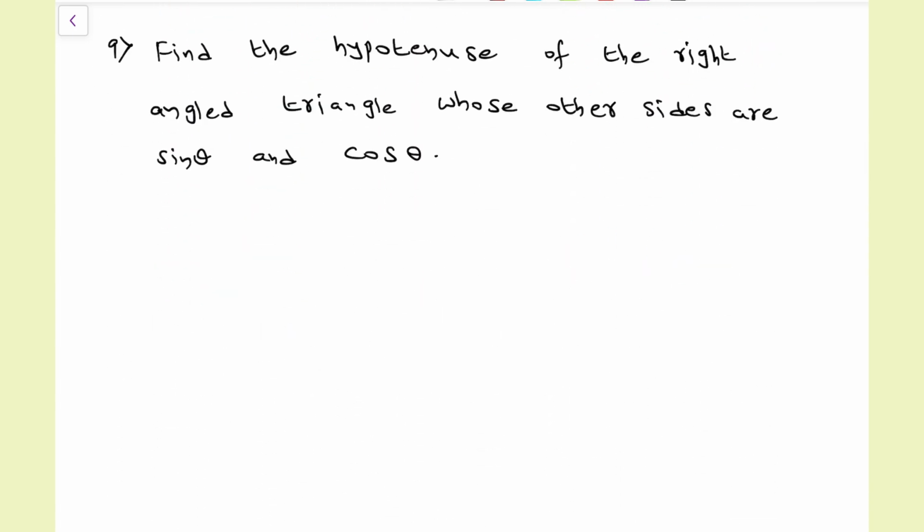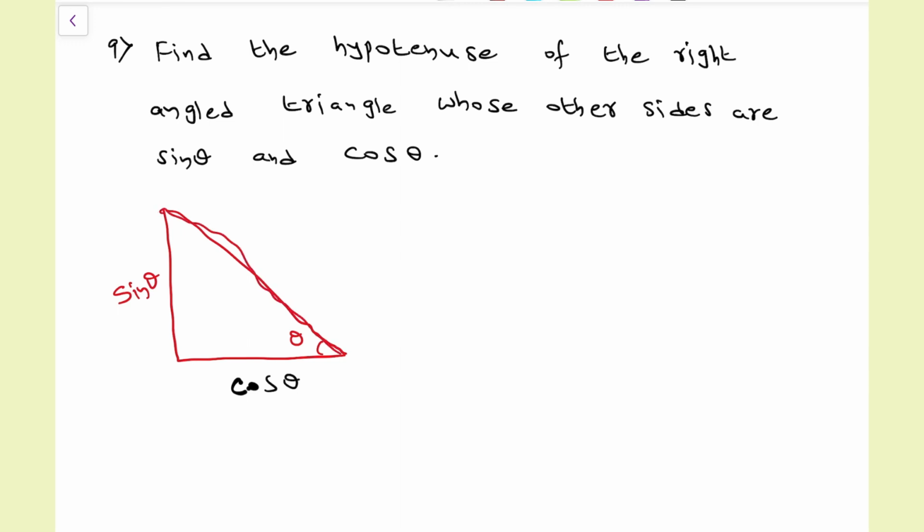Next. Question number 9. Find the hypotenuse of the right angle triangle whose other sides are sine theta and cos theta. So first let us draw a right angle triangle. One angle we are taking as theta, whose sides are sine theta, cos theta. One side I am taking as sine theta and another side as cos theta. Then he is asking us to find the hypotenuse value. This value we need to find out. So we will use the Pythagoras theorem.